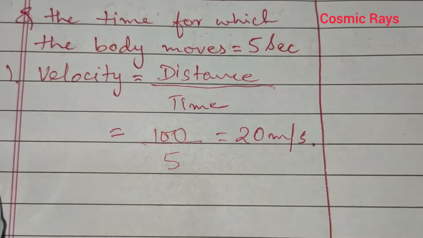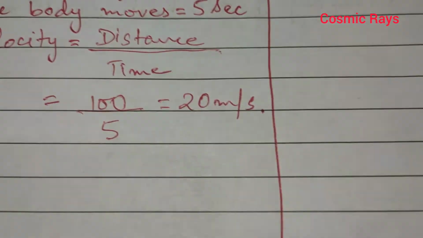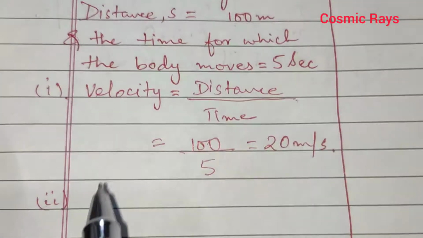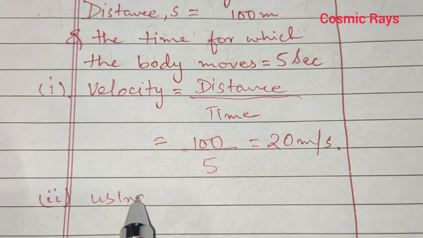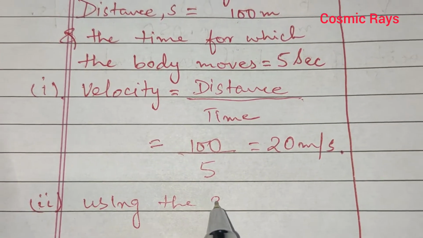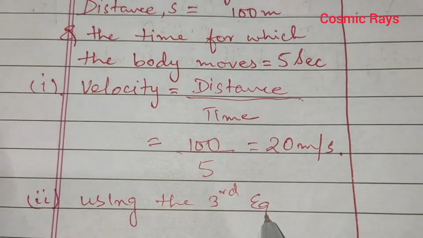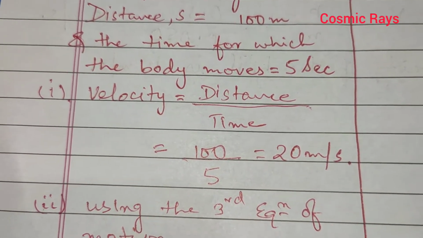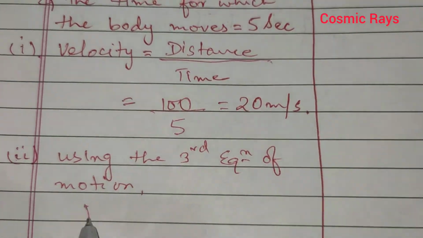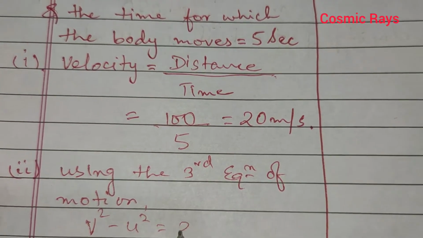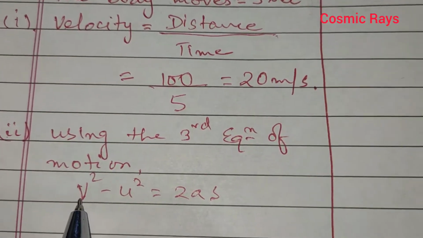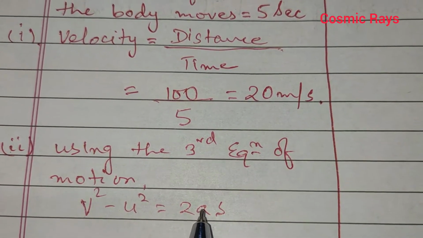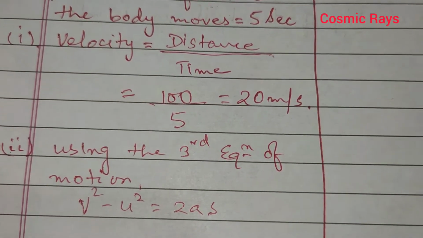The next part of the question is we have to find the acceleration produced. So we can simply write using the third equation of motion. The third equation of motion is v square minus u square is equal to 2as. Final velocity square minus initial velocity square is equal to 2 multiplied by acceleration multiplied by the distance moved.